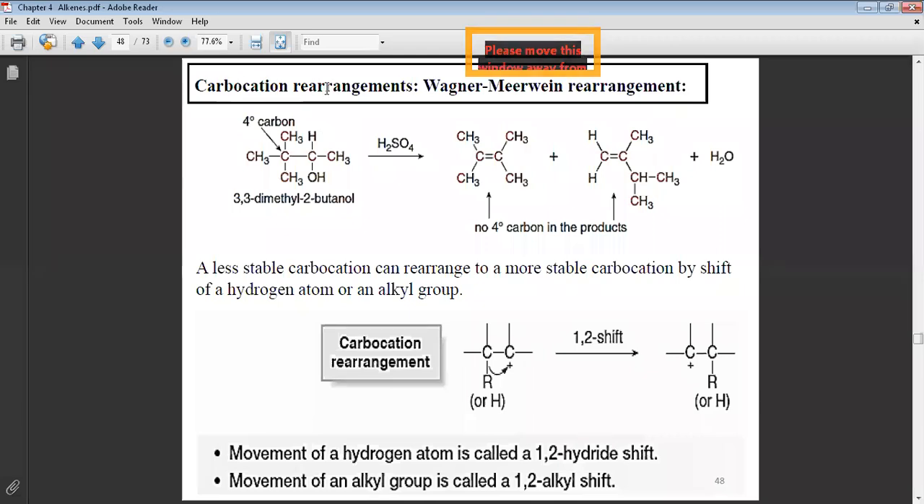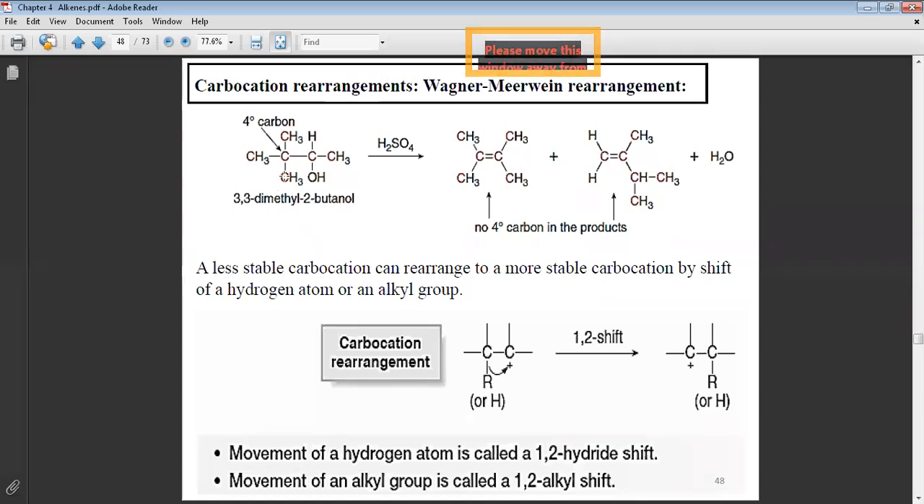He said carbocation rearrangement, also called Wagner-Meerwein rearrangement. He said rearrangement can happen for the carbocation. How does the rearrangement happen? It happens from primary to secondary, from secondary to tertiary, that means from the weak carbocation to the more stable carbocation. I will explain for you how it happens.